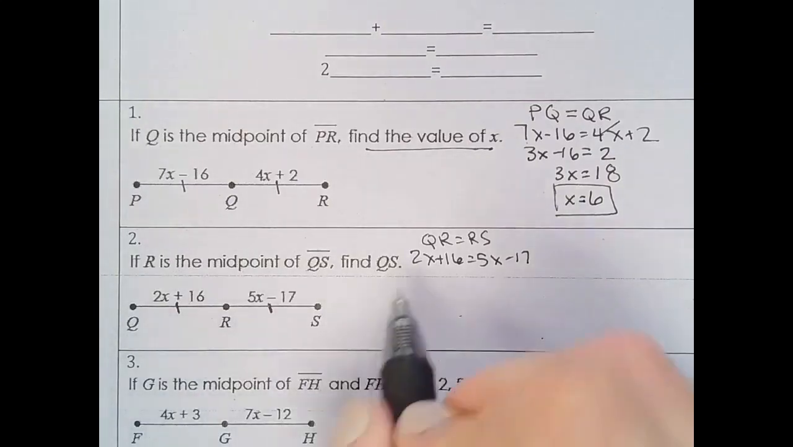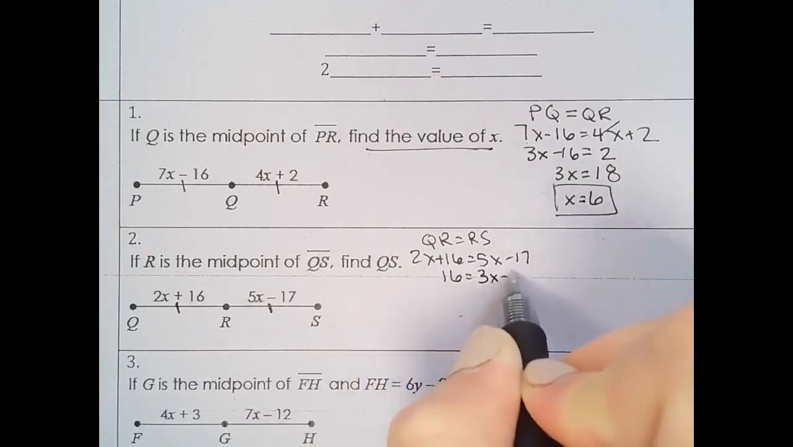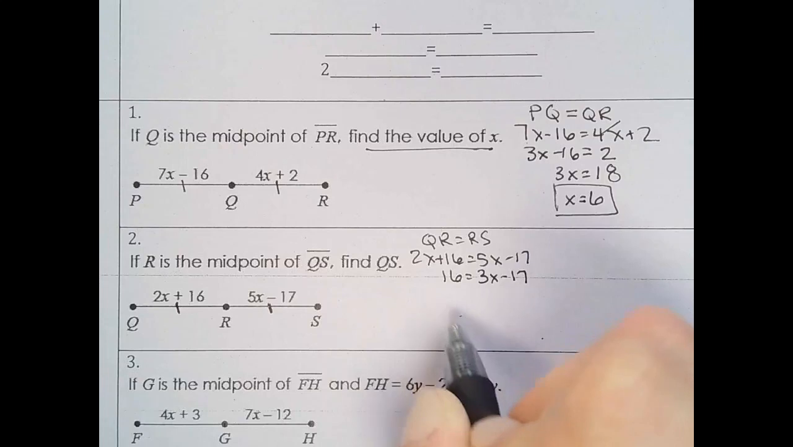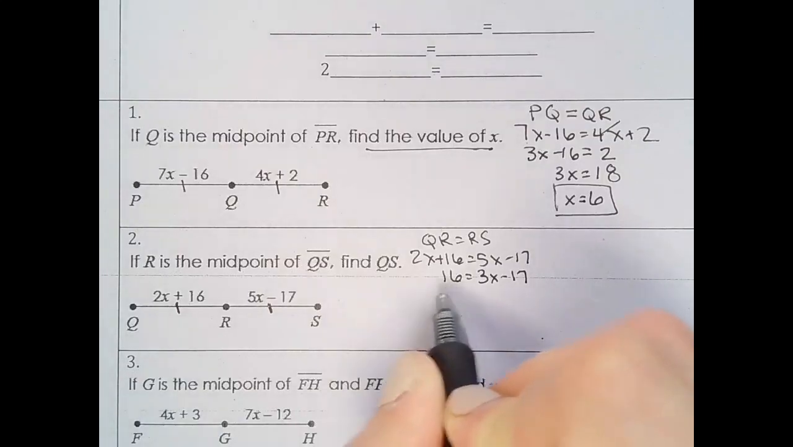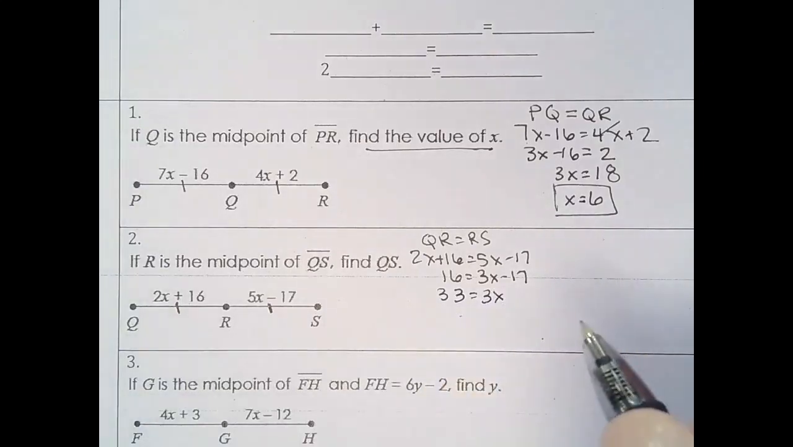Okay, so we should be subtracting 2x on both sides. 16 equals 3x minus 17. Add 17 on both sides. 33 equals 3x. Divide both by 3, x equals 11.